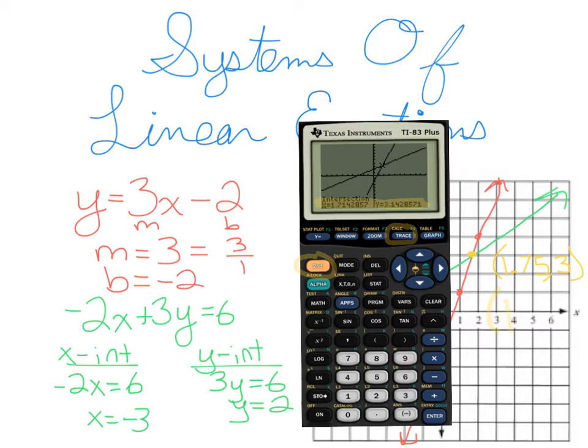So a better answer would be 1.71, 3.14. Or you could round that to the tenth, 1.7, 3.1.